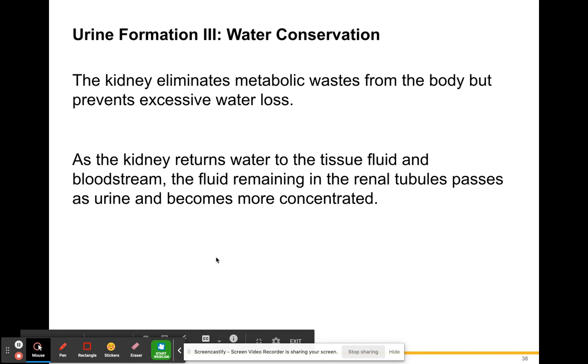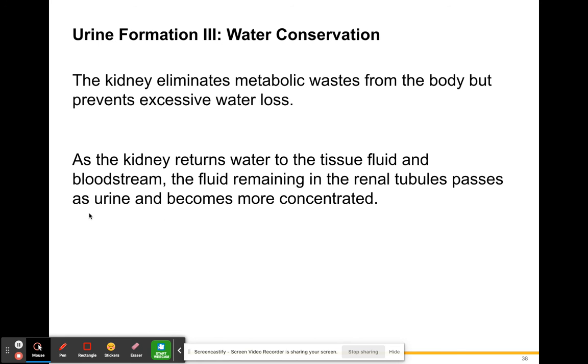The last thing is water conservation. We want to make sure that the body does not lose any excess water. So the kidney eliminates metabolic wastes. We just mentioned them all, so I'm not going to mention them again. You can go back to the last slide if you need it. It's going to eliminate metabolic wastes from the body, but prevents water loss. We don't want that. As the kidney returns water to the tissue fluid in the bloodstream, the fluid remaining in the renal tubules will then pass as urine and becomes more concentrated.